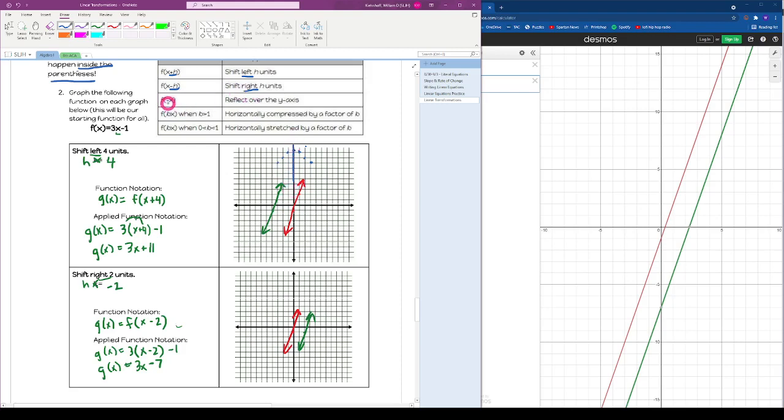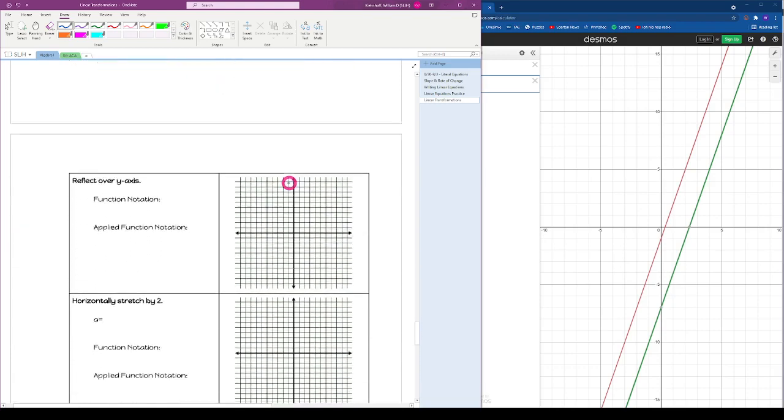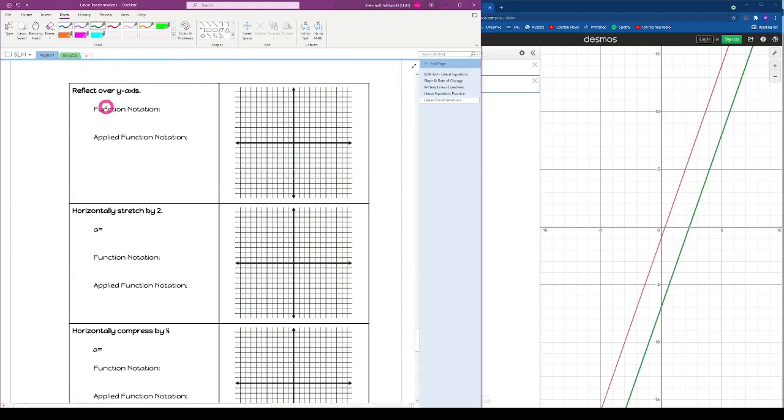So if we have a negative inside the parentheses, when we're flipping our inputs, not flipping our outputs, we reflect over the y-axis. So same idea, except instead of flipping over x, we're flipping over y because we're reversing all of the x values. So let's go down and take a look at an example of that. We're going to reflect this one over the y-axis. So g of x equals not negative f of x, but f of negative x. Remember, this change is in the parentheses, so we're affecting our x values, not our y values.